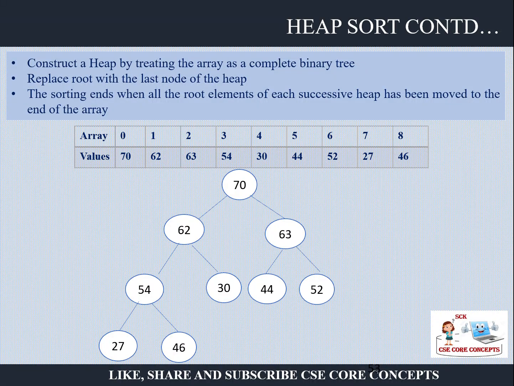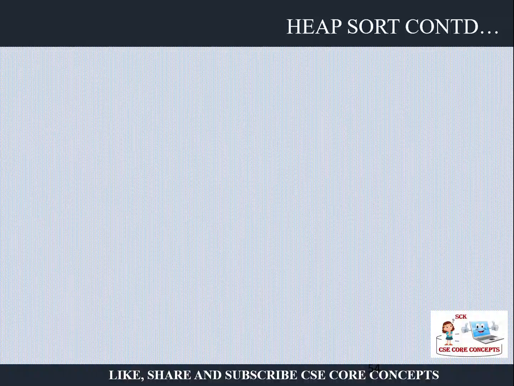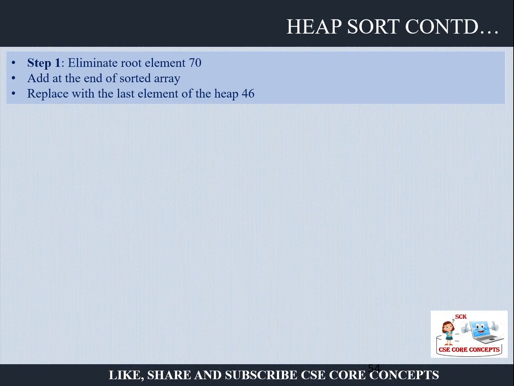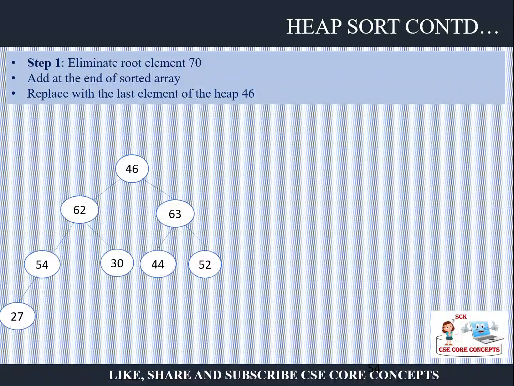Now you realize that the first element, that is the root element 70, is the greatest. So what we will do here is swap 70 with the last element. Who is the last element here? 46. So 46 will go to the root place, right? So we are going to replace it with the last element of the heap, and 70 will be placed in the sorted array, at the last position.